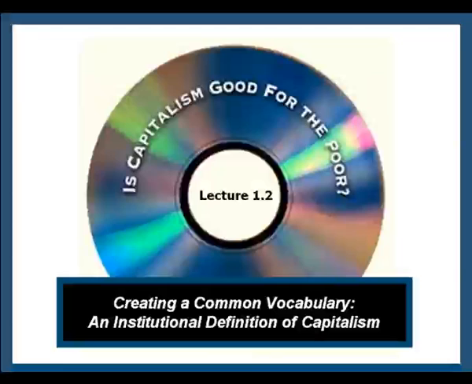Like poverty, the term capitalism carries a great deal of baggage that we'll have to unload in order to have a productive discussion of whether capitalism is a boon to the poor. The purpose of the second part of Lesson 1, then, is to continue to construct a common vocabulary.